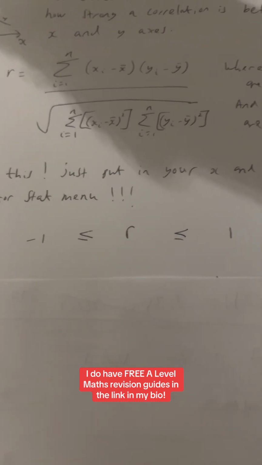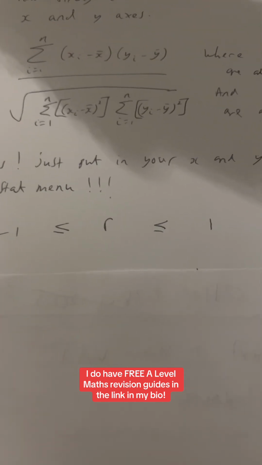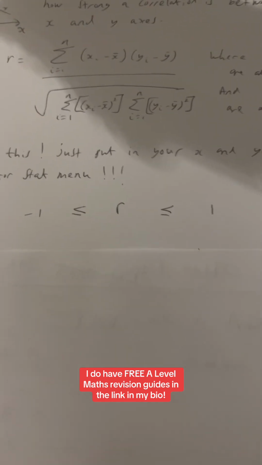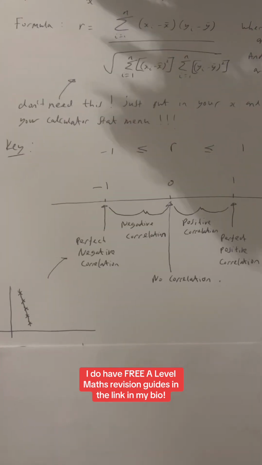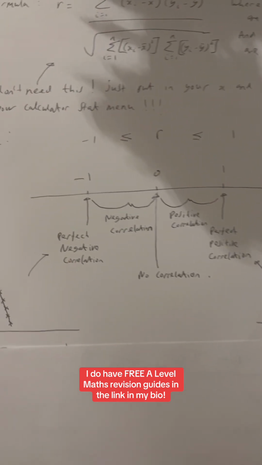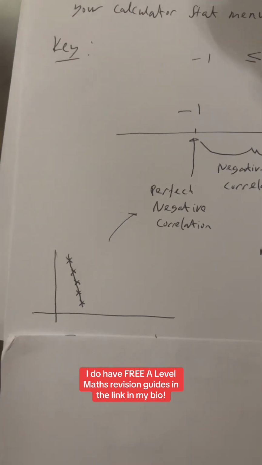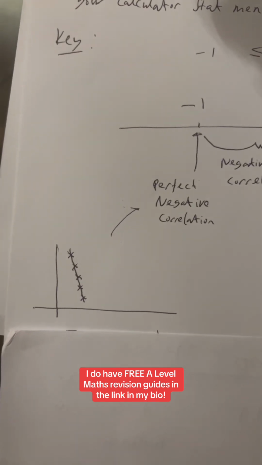Now, the key thing to bear in mind is that this R value is always between -1 and 1. Because of the nature of the formula, it's impossible for the R value to be less than -1 or bigger than 1, right? So if the R value is -1, it means you've got a perfect negative correlation. So it means all of your data values lie perfectly on a negative gradient straight line.